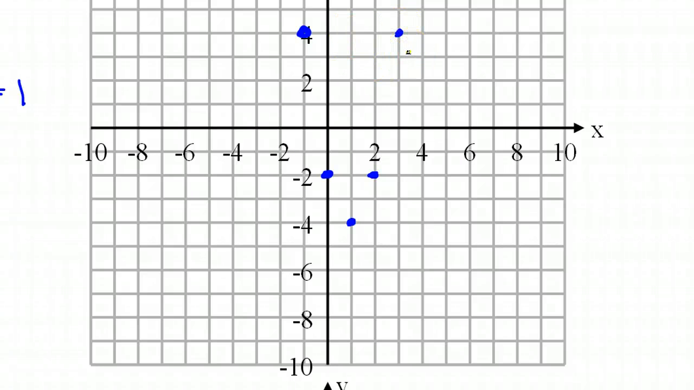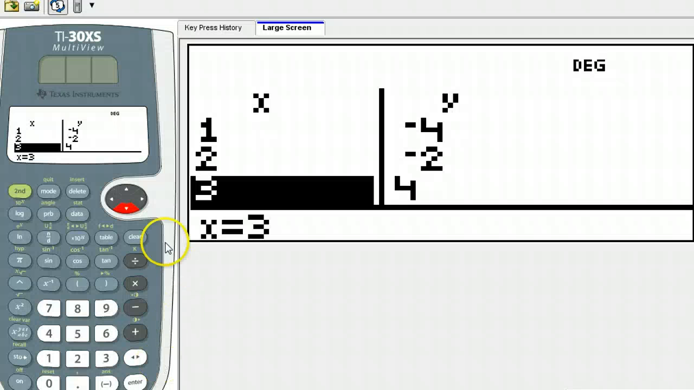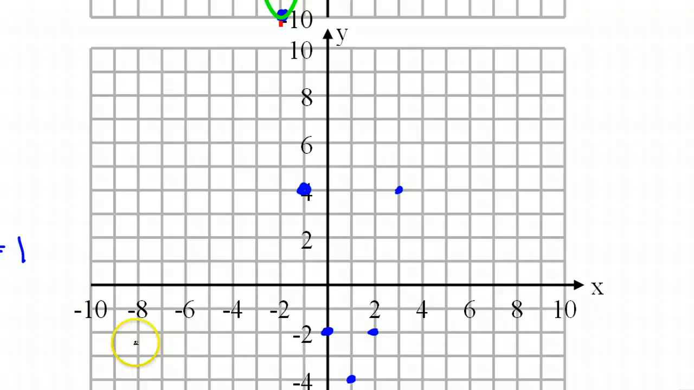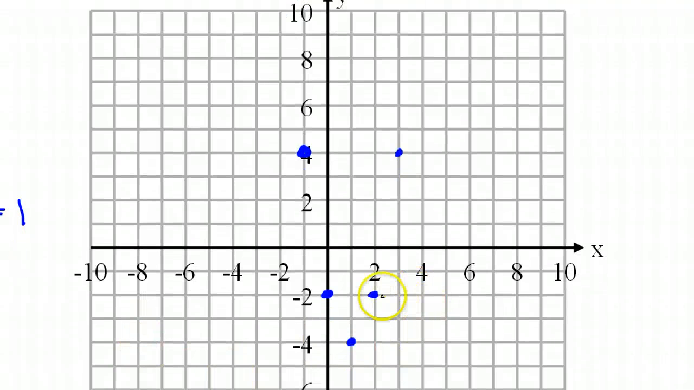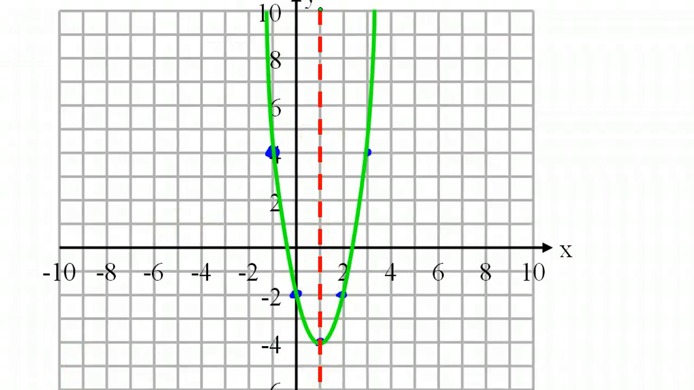Now, I'm curious if the next point will fit on the graph or not. I always like to graph more points if I can. Next one's at 14, so nah. Okay, let's go ahead and graph this thing. Alright, so there you go. Your parabola should look something like that. And there's your axis of symmetry right down the middle with your parabola.